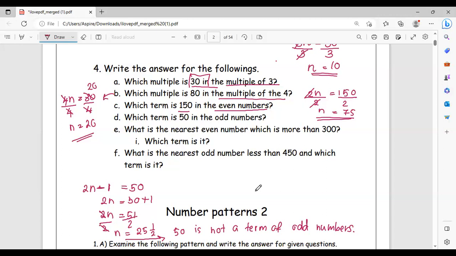Then the next term is 302. Is it divisible by 2? Divide. Yes, it is divisible by 2.